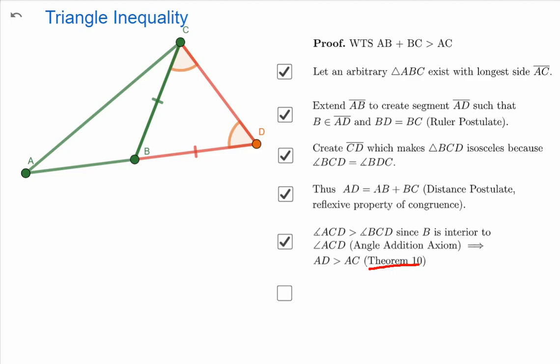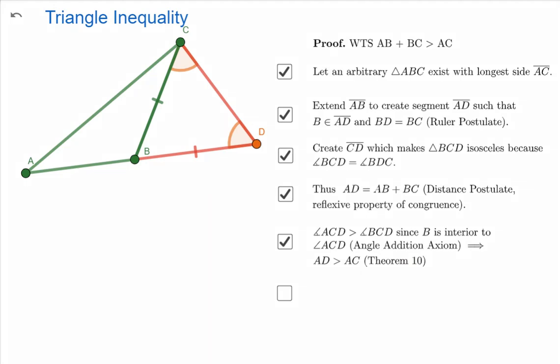And what's Theorem 10? Theorem 10 says that in a scalene triangle, the largest angle is across from the largest side, and the angle with the smallest measure is opposite the side with the smallest length, the least distance between its endpoints. Okay, so if that's true, I'm going to look at this big triangle. I know that AC is my longest side, and that was part of the given.